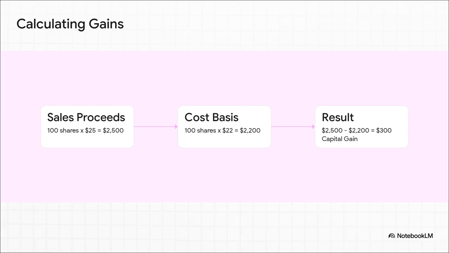Step 2, we subtract your cost basis. Remember, you bought those 100 shares at $22, so your cost basis is $2,200. Step 3, $2,500 minus $2,200 leaves you with a positive $300. So you are looking at a very nice $300 realized capital gain.